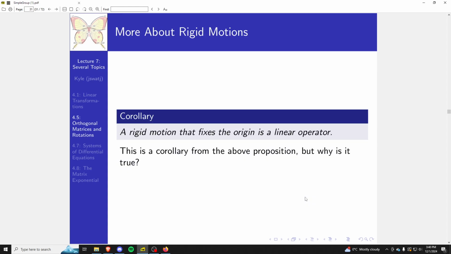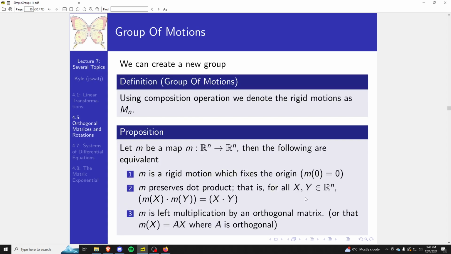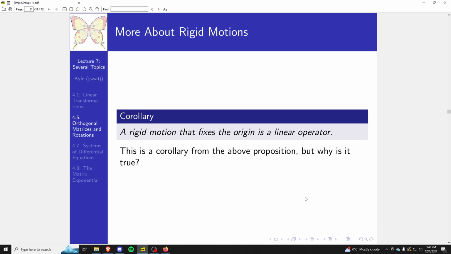And so I wanted to ask you this corollary from this proposition here, which says that a rigid motion that fixes the origin is a linear operator. And so my question to you is, why is this true? Why is a rigid motion that fixes the origin a linear operator?